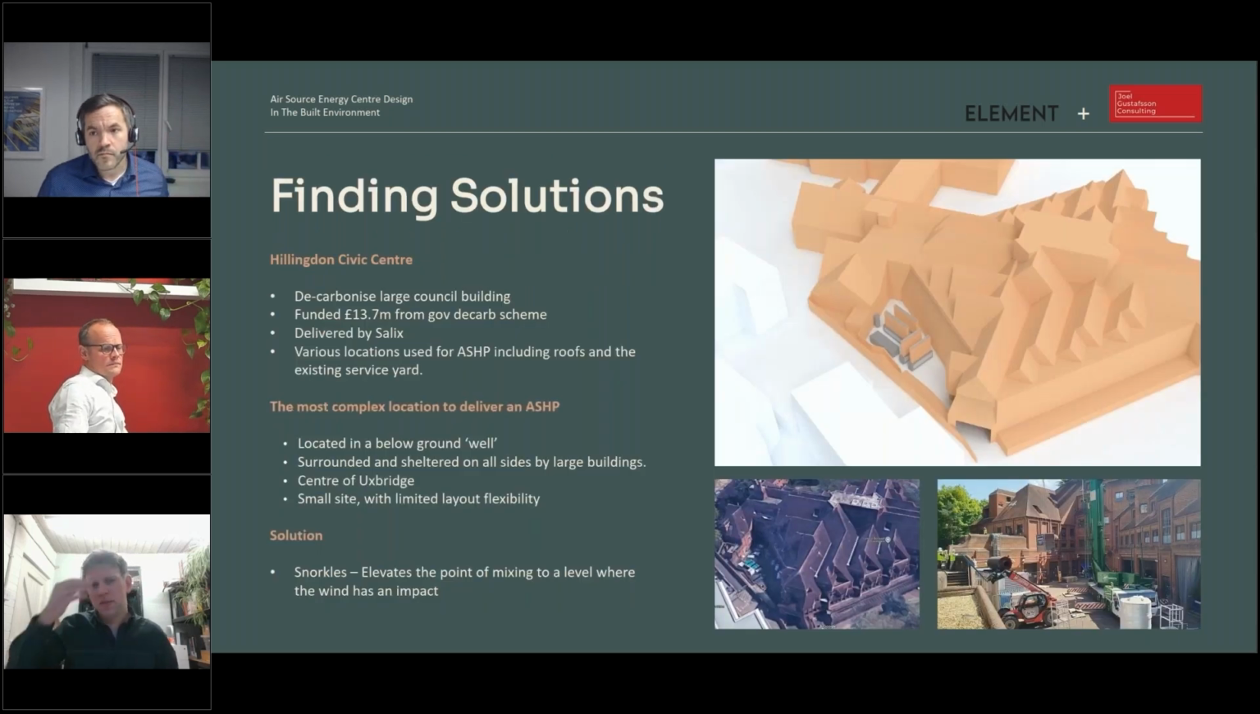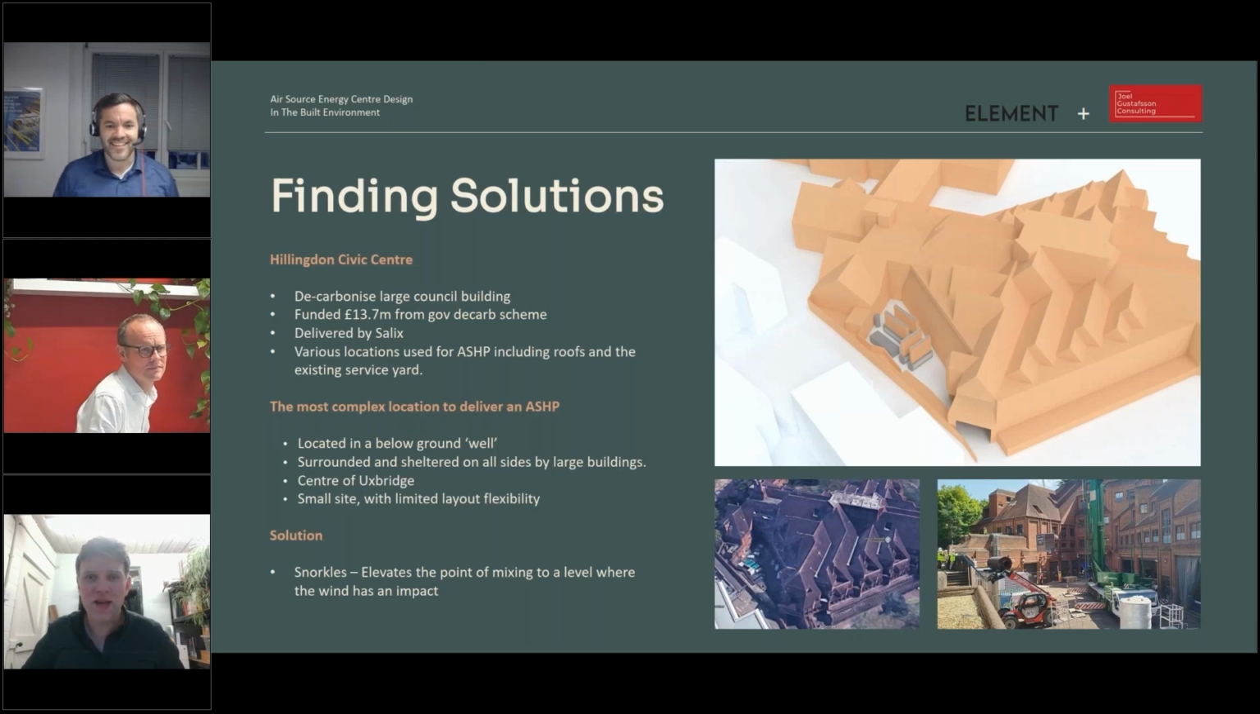So this is a great example of something which was probably the worst place to put a heat exchanger. And we're really up for the challenge of resolving that. This is a civic building, a council building in Hillingdon, which is Uxbridge, far west London, near Heathrow. It was a decarbonisation of all the civic and council buildings in that area by the local council, funded by the government decarbonisation scheme.